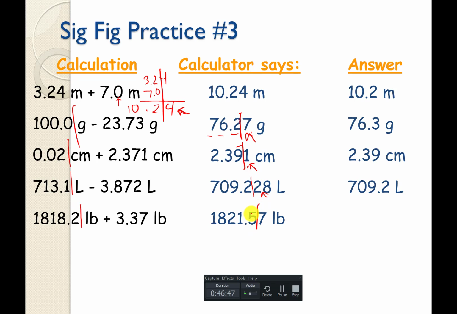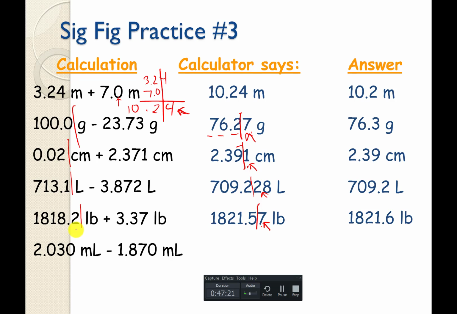I'll put a little line here to help us out. And our first non-significant figure is greater than 5. Therefore we round up our last significant figure. Our answer is going to be 1,821.6 pounds.